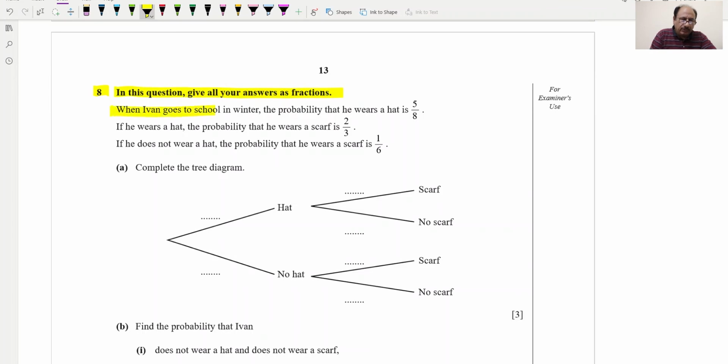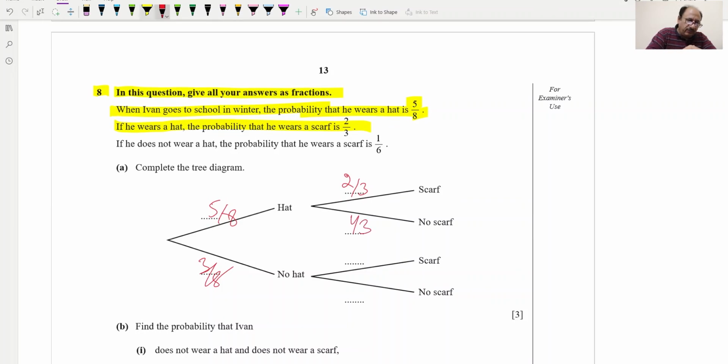So when Ivan goes to school in winter, the probability that he wears a hat is 5 by 8. So wears a hat, 5 by 8. We can write it here, and fill in a tree diagram side by side while going through the question. If he wears a hat, the probability that he wears a scarf is 2 by 3. So this is 2 by 3. So what will remain? If this is 5 by 8, this will be 3 by 8 remaining. And if it is 2 by 3, then this will be 1 by 3.